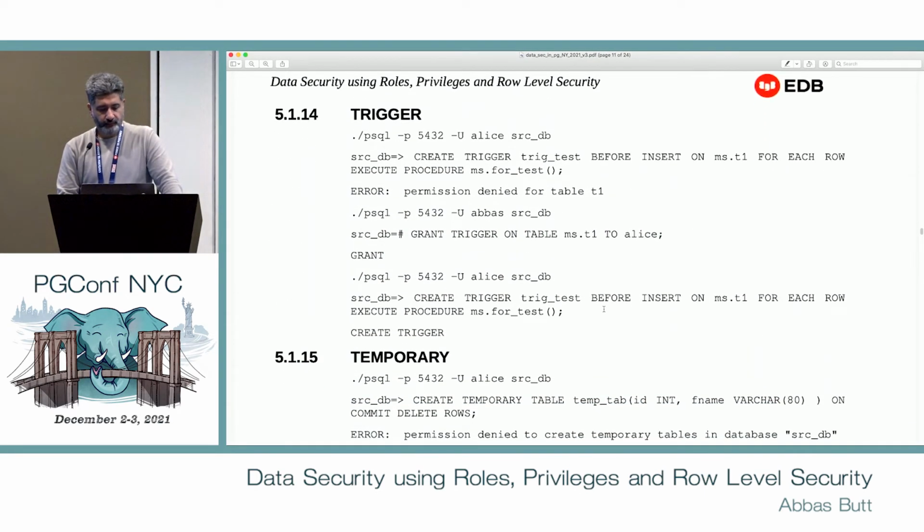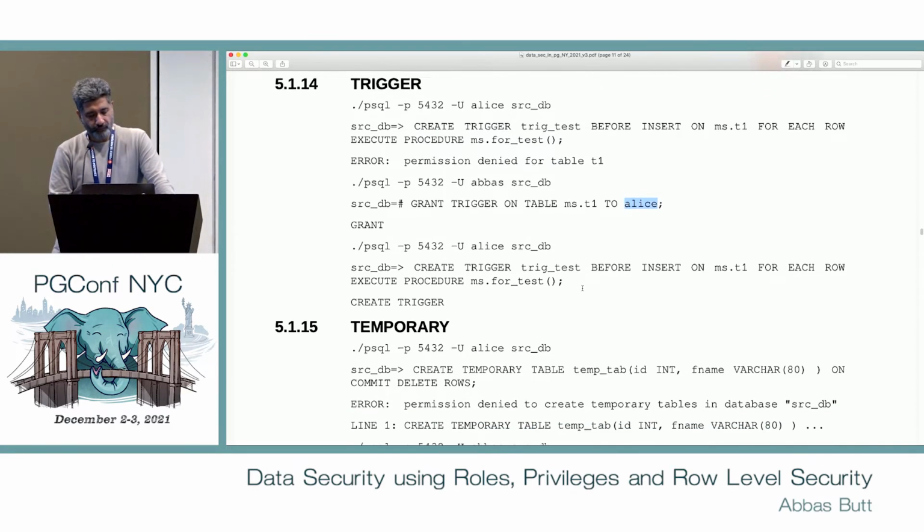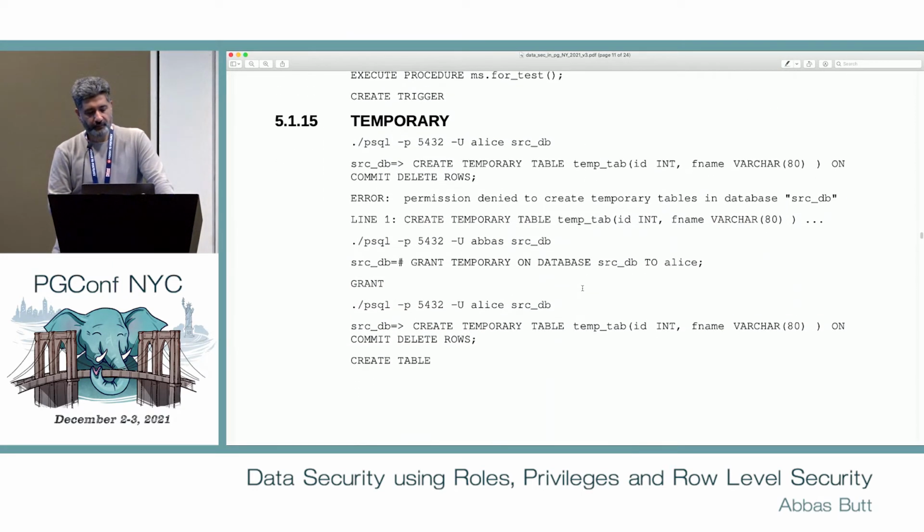Next is trigger. If I create a trigger on the table, then I would get the permission denied error, and I can grant trigger on table to Alice. Only then would I be able to create the trigger. Next, I want to create a temporary table within the database. So I would get permission denied to create temporary tables. And for this particular case, I would have to grant temporary on database to Alice, and then I will be able to create the temporary table.